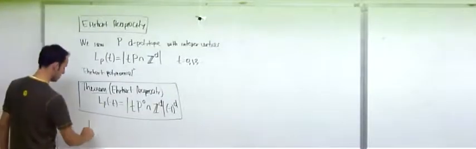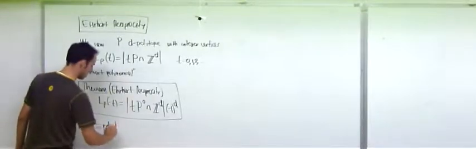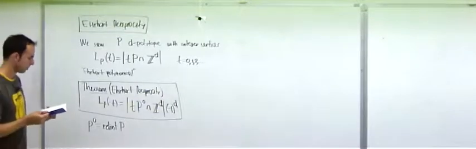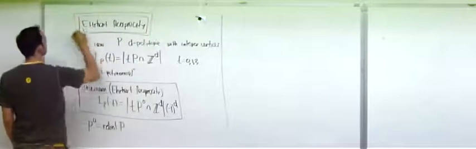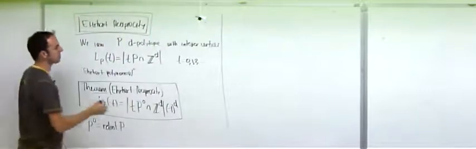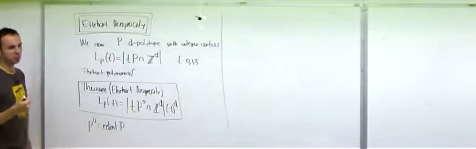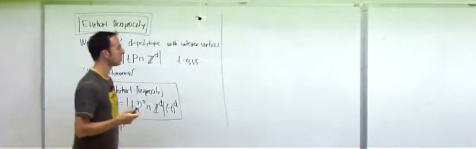Here I said this is the relative interior of the polytope. So what I want to do is prove this. That's my goal for today. We're going to prove Ehrhart reciprocity, and as has been our strategy with a lot of these things, it turns out that it's a little bit easier to do it for cones first, and then come back to polytopes.